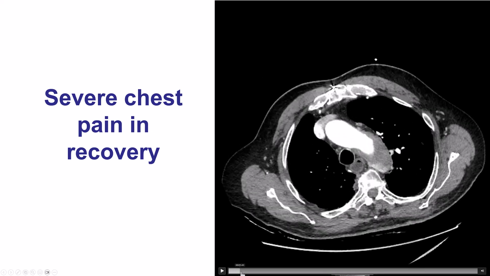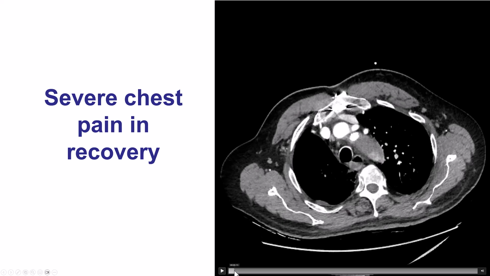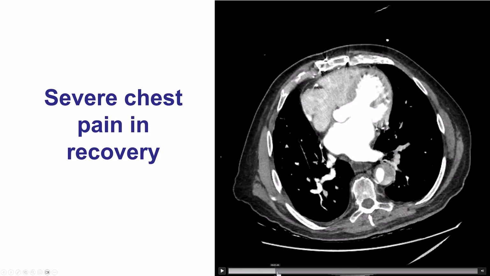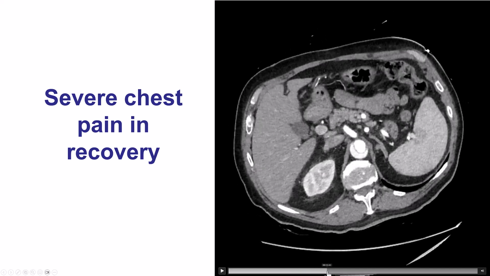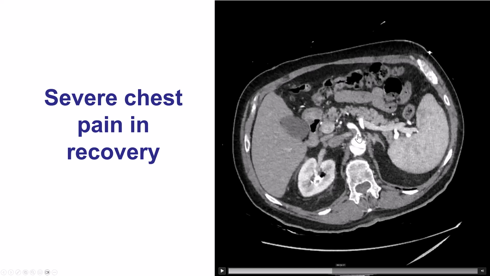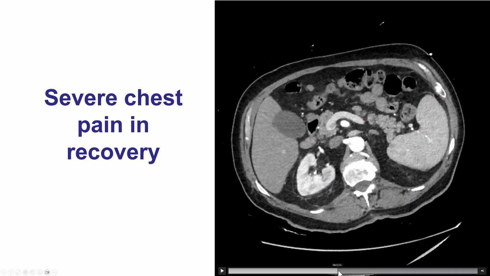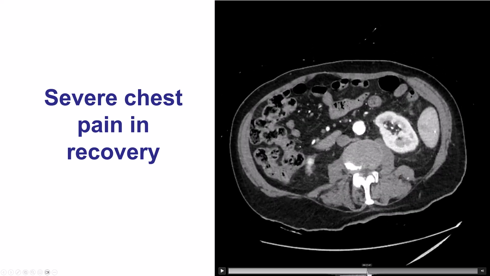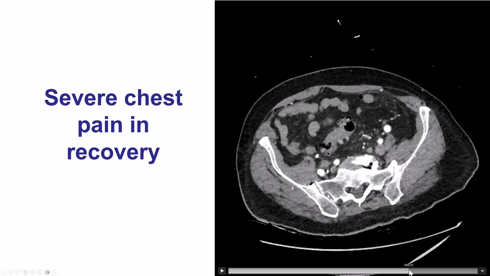So what we have is a dissection that fortunately does not extend past the origin of the left subclavian artery, but then we do have dissection. This is the descending aorta. Again, there's a dissection plane. The dissection extends a little bit into the SMA, but there is good flow. We see that the renal arteries are coming from the true lumen, so the perfusion of the kidney is preserved, but then it continues past the bifurcation into the right common iliac and then into the external iliac.